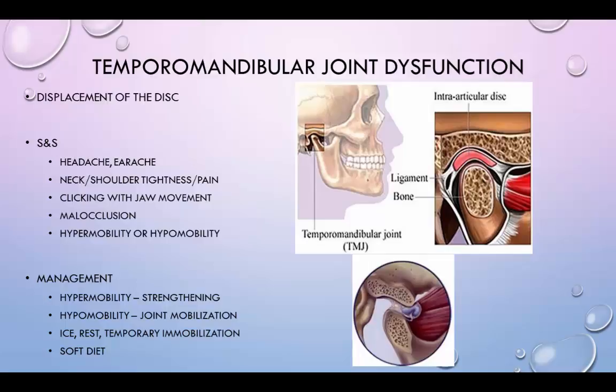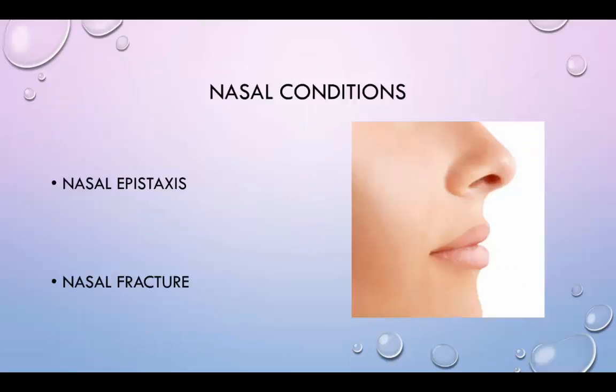Management for TMJ dysfunction should include strengthening if the problem is hypermobility, joint mobilizations if the problem is hypomobility, ice, rest, possibly temporary immobilization. Sometimes temporary immobilization includes wiring the jaw shut. Talk about the ultimate liquid food diet. If the mouth is not wired shut, placing the patient on a soft diet may help decrease some of the irritation at the disc. Nasal conditions include nasal epistaxis and nasal fracture.